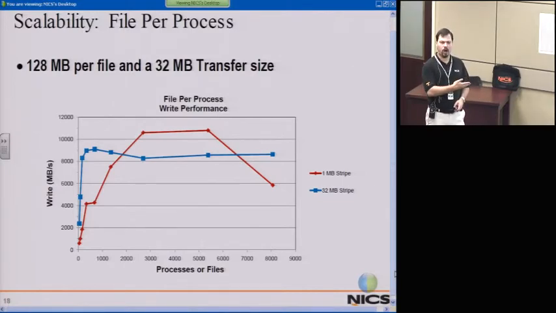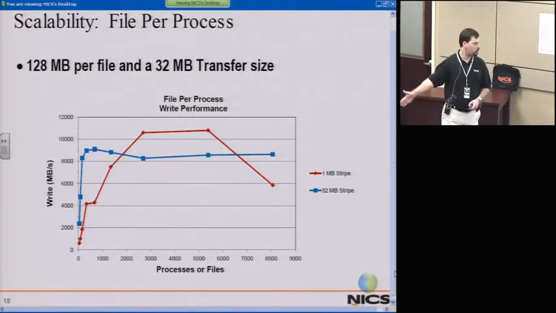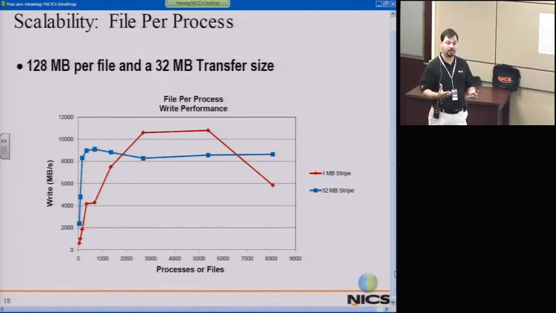But the problem with the file per process is as you increase to, say, 5, 6, 7, 8,000 processes or files, you start getting contention for file system resources. You get metadata contention for having to open all these files at the same time. So you get a little decrease in performance at the end.